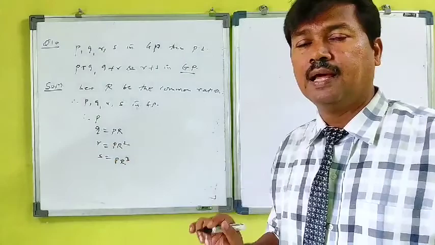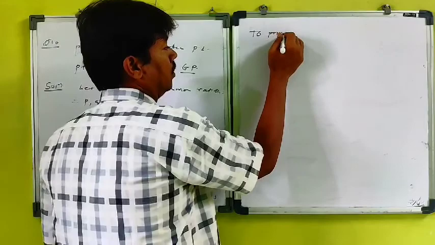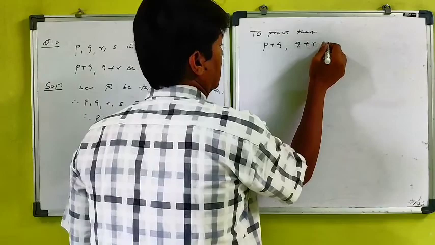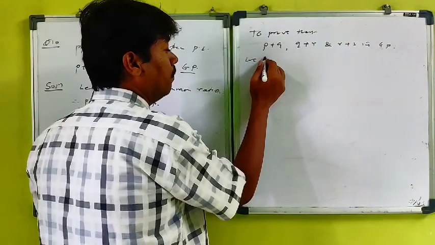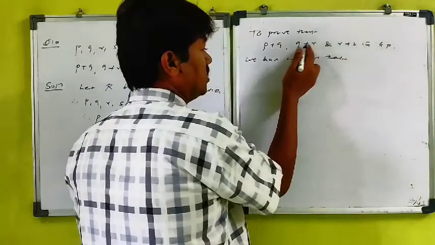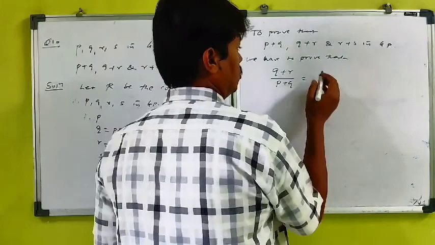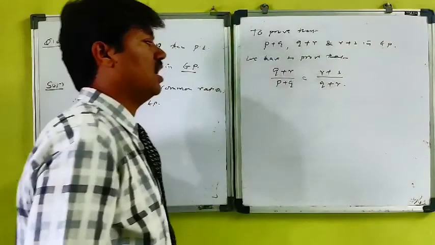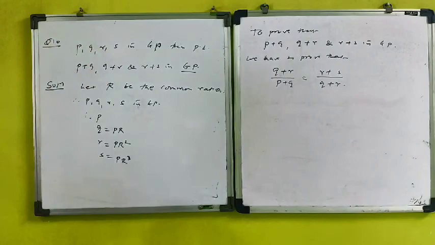Now, to prove that P plus Q, Q plus R and R plus S are in GP, we have to prove that (Q plus R) upon (P plus Q) is equal to (R plus S) upon (Q plus R). So this we have to prove, and we can start with the left hand side and then easily prove it.